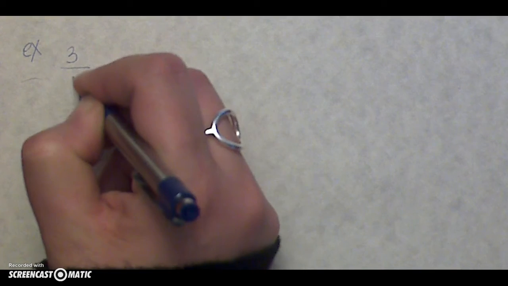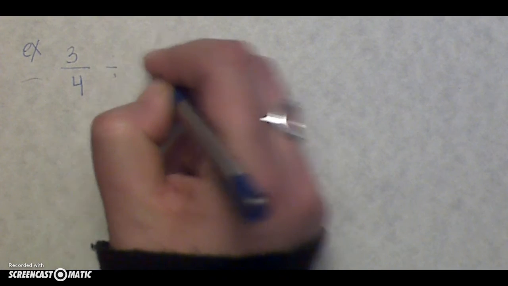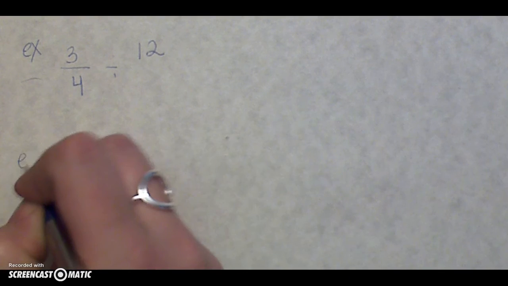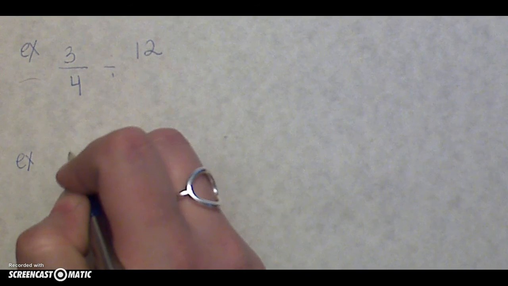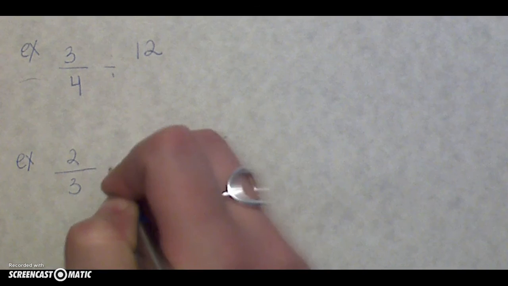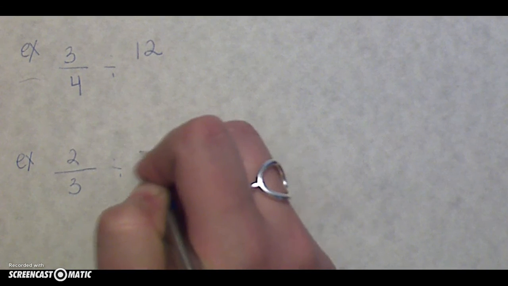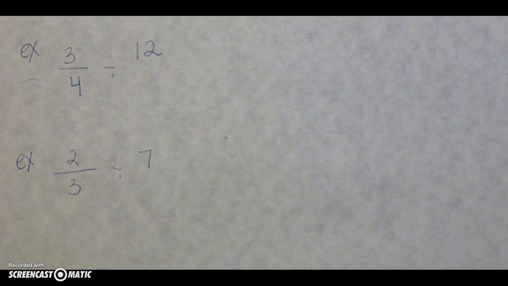Okay, so I'd like you to try 3/4 divided by 12 for homework, and 2/3 divided by 7. I want you to only do the algorithm. I don't want you working with the model. We'll work on that in class more, and I'll see you in class next time.